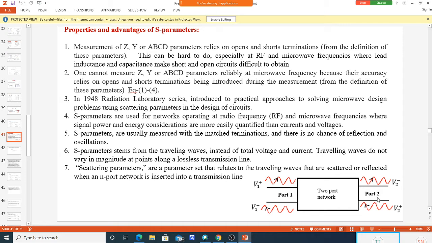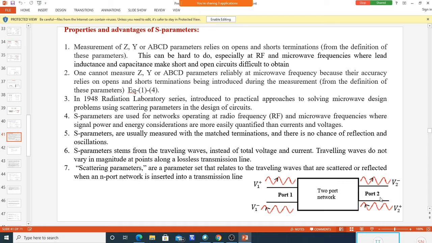And there is another disadvantage of short and open. For ZY parameters, we need a short and open here. The main problem at RF and microwave is these short and open circuits. There is maximum reflection. If you put a short here, what happens? The entire wave will reflect back. Similarly, if we put an open circuit, the entire wave will reflect back. That may damage our network if the signal is strong. That is another disadvantage at RF and microwave. If you use a short and open here, that's why ABCD parameters are not measured, and also Z parameters and Y parameters, because they rely on short and open circuits.